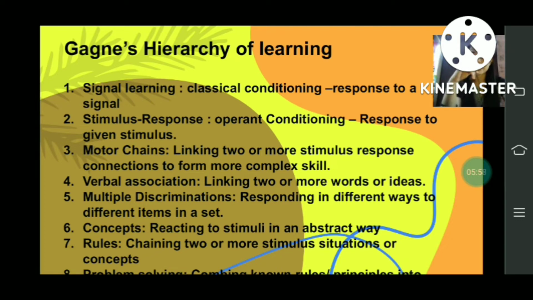First, signal learning, classical conditioning, response to a signal. And second, stimulus response, it is operant conditioning, response to a given stimulus. Third, motor chaining, it is linking two or more stimulus-response connections to form a more complex skill. And fourth, verbal association, it is linking two or more words or ideas. Fifth, multiple discriminations, responding in different ways to different items in a set.